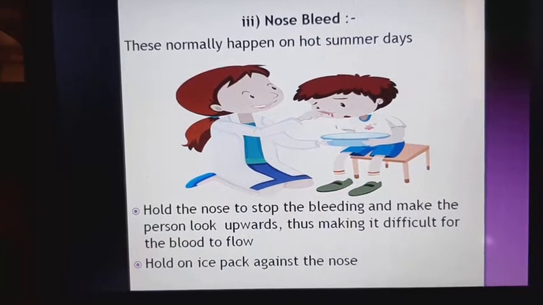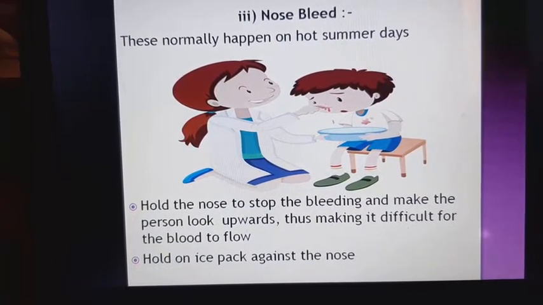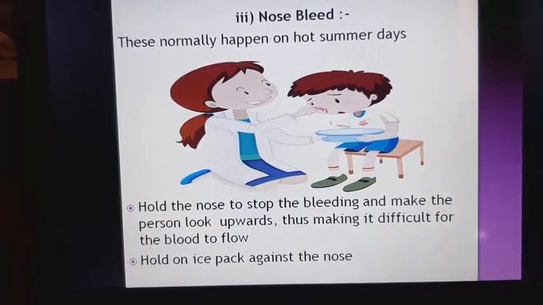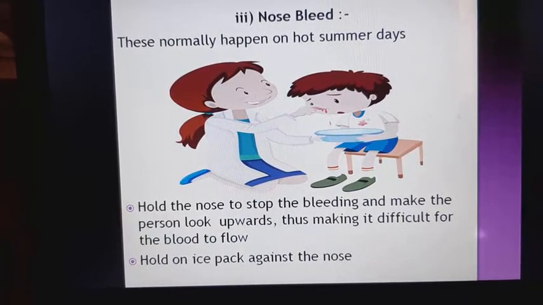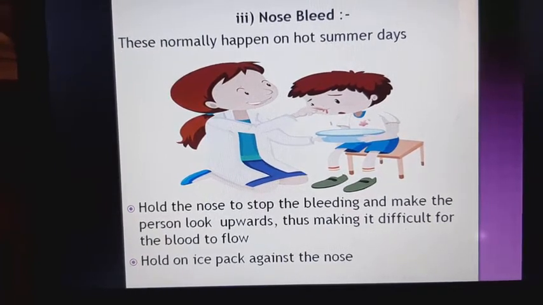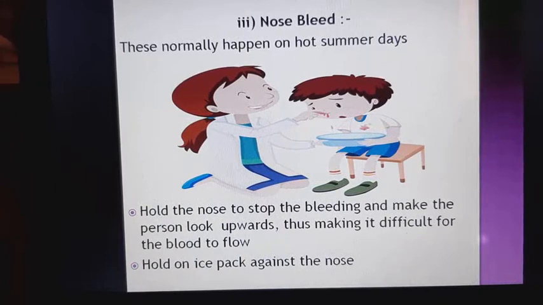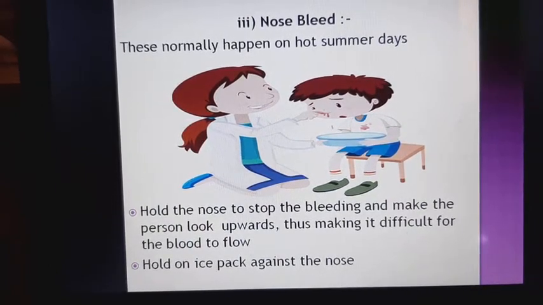Third, nose bleeding. This normally happens on hot summer days. Hold the nose to stop the bleeding and make the person look upwards, thus making it difficult for the blood to flow. Hold an ice pack against the nose. Observe the picture of a child. His nose is bleeding.